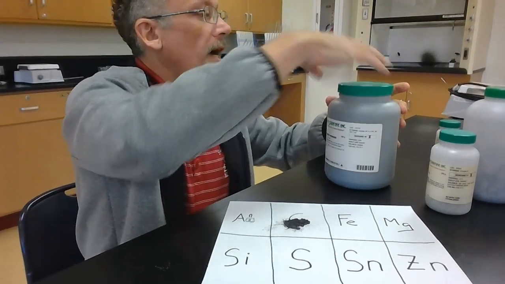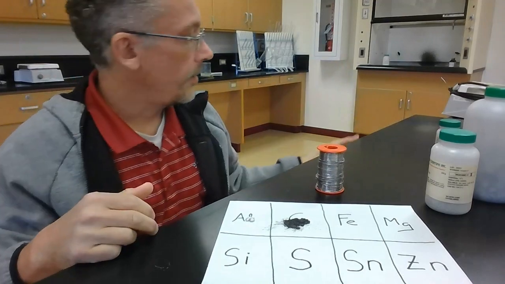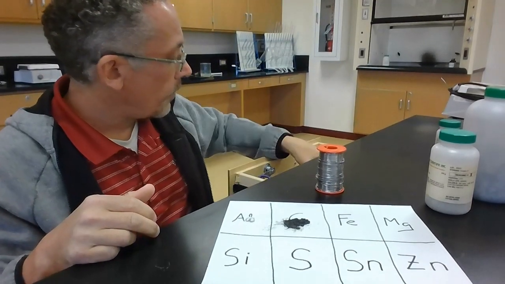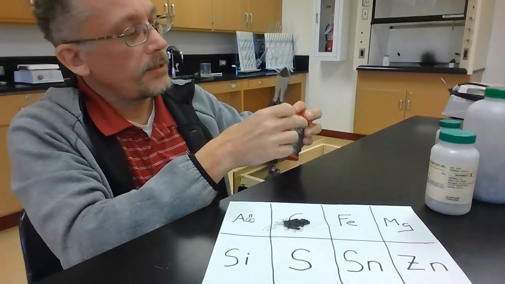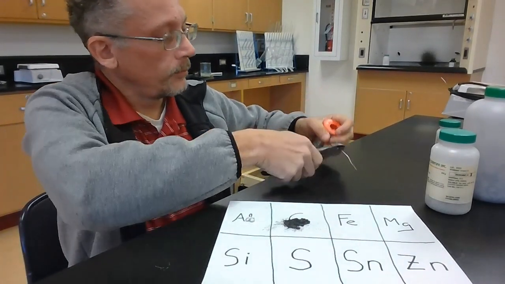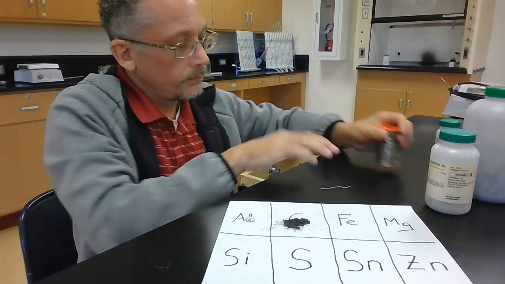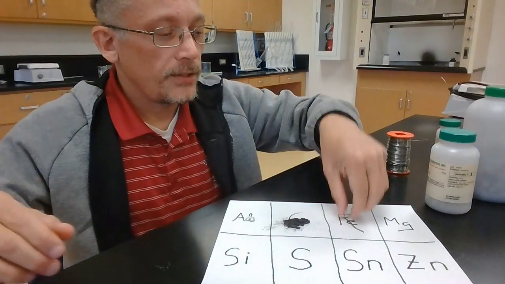Okay, the next one there, iron. I have some iron wire. So let me grab my wire cutters. Get a little piece of iron out here. That little piece of iron. Let's make that 2 little pieces.